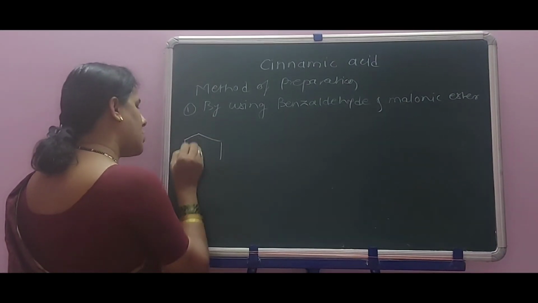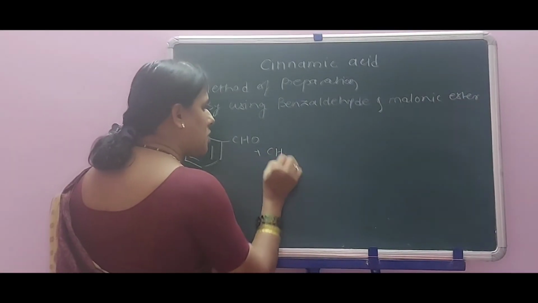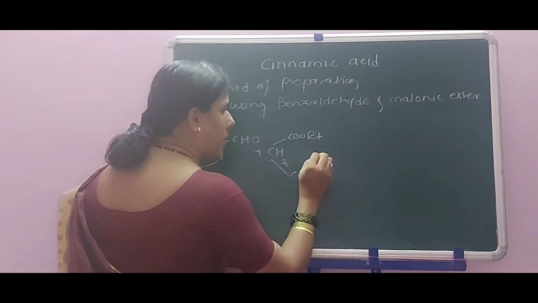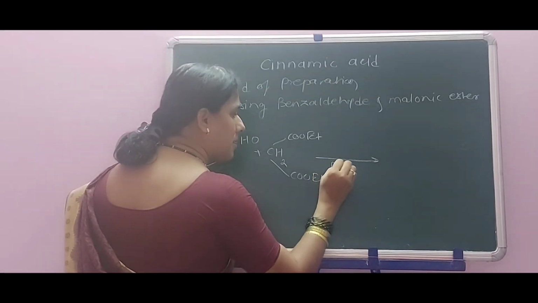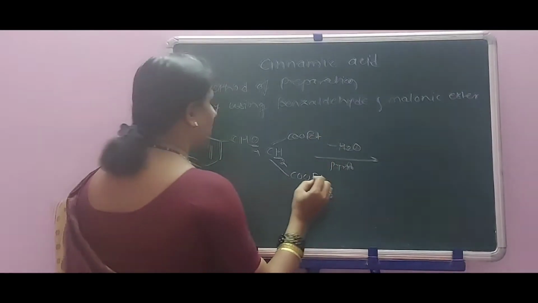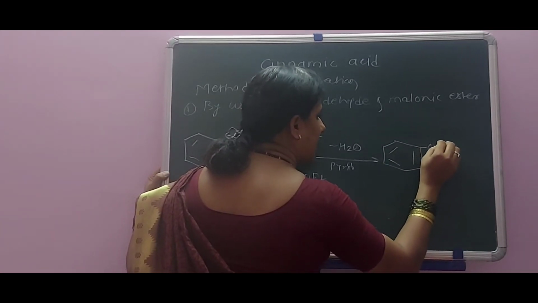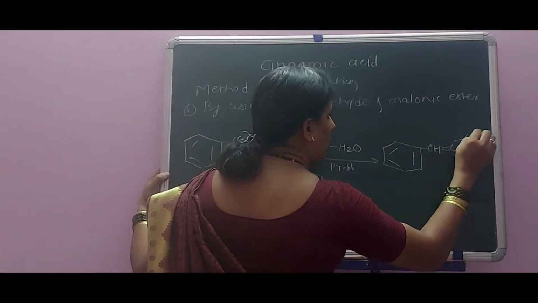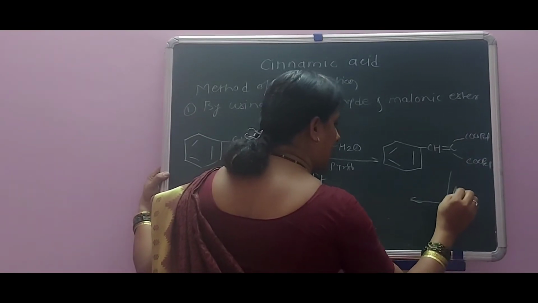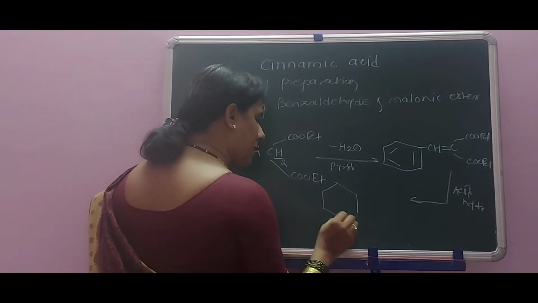In short it can be written as follows: benzaldehyde plus CH2(COOEt)2, in the presence of pyridine. This H2 and this O give rise to the removal of H2O. There is formation of, see here, CH double bond C(COOEt)2.